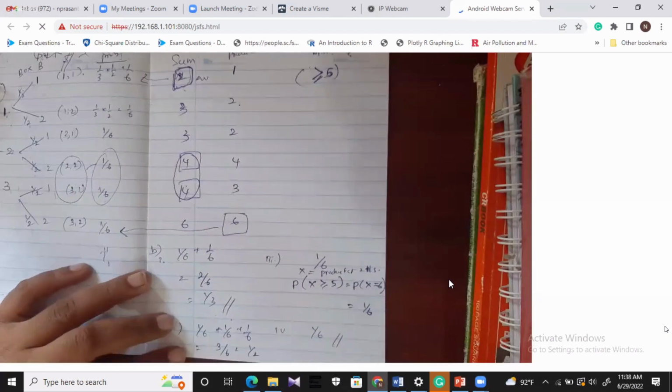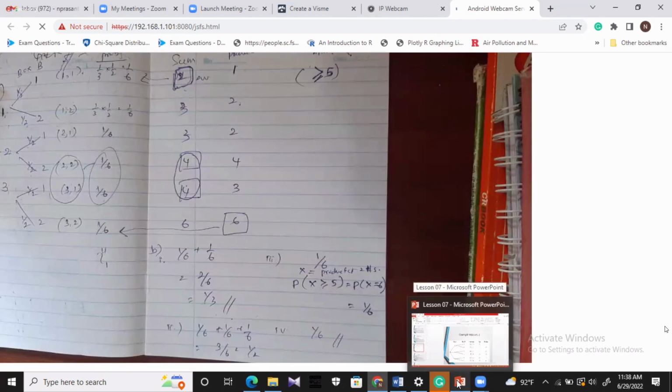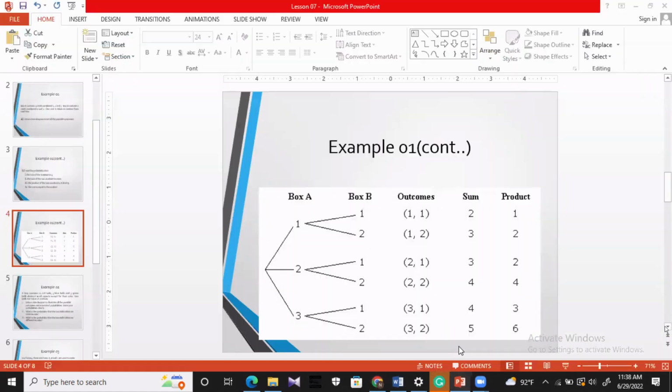Clear? Is that clear, guys? Before going to the next question, if you have any question regarding this example, please ask me now. Is that clear? Tell me.